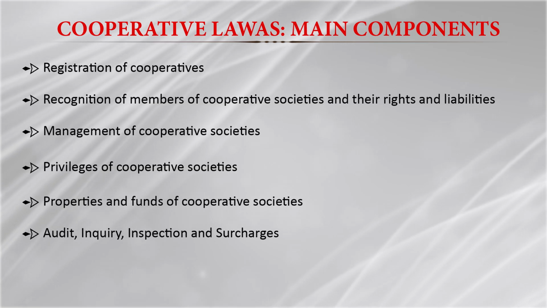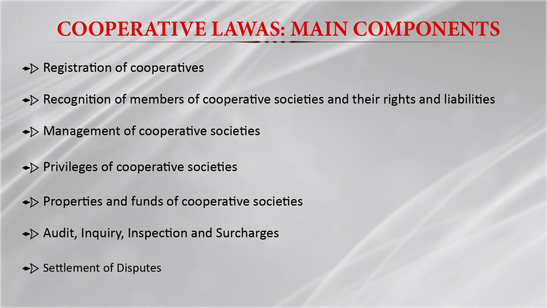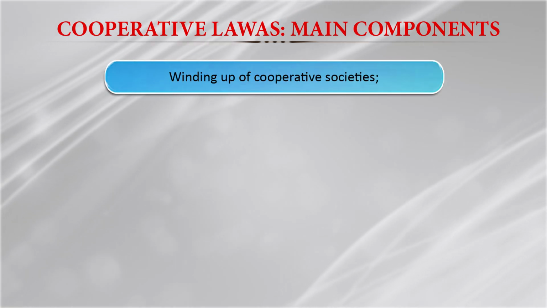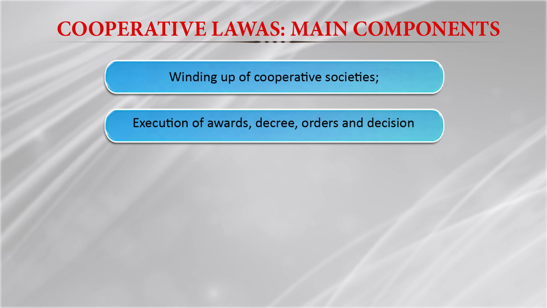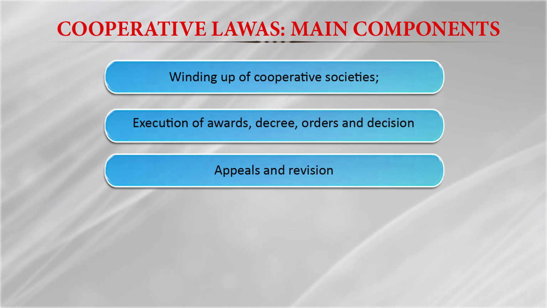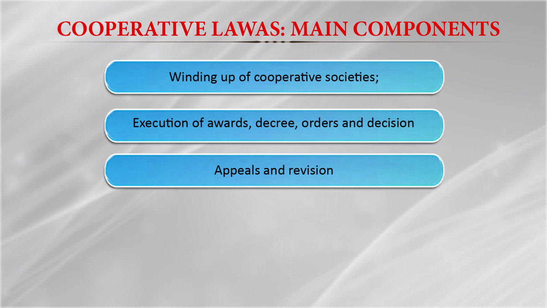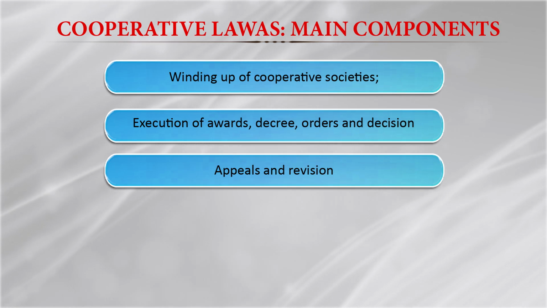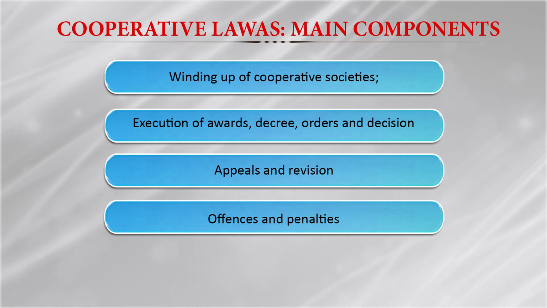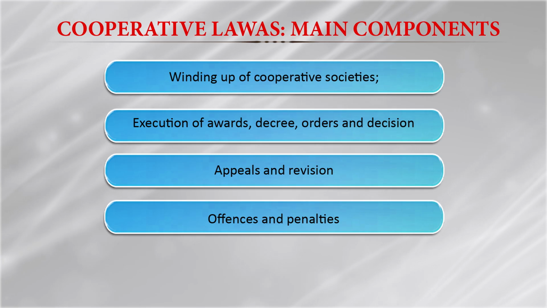And if there is any dispute, how it will be settled, that mechanism has to be specified in the cooperative law. In the end, if there is a situation where we have to wind up the cooperative society, what will be the procedure? So the winding up procedure is also mentioned in the cooperative laws. Then execution of the awards, decrees, orders and decisions is also there. Appeals and revision, if some dispute or legal matter arises, how to appeal and how to go for revision, and offences and penalties. So everything is defined in the cooperative laws for the smooth functioning of the cooperative.